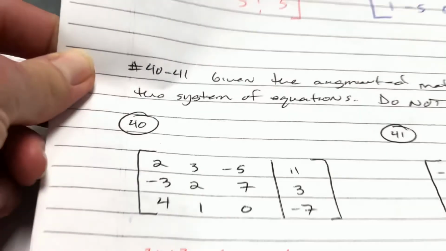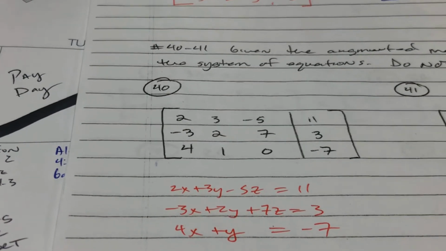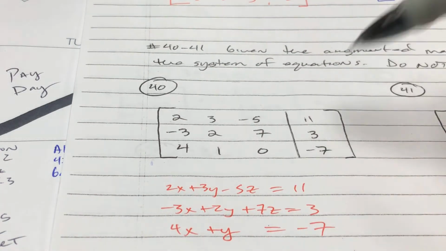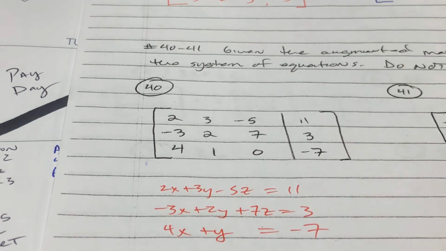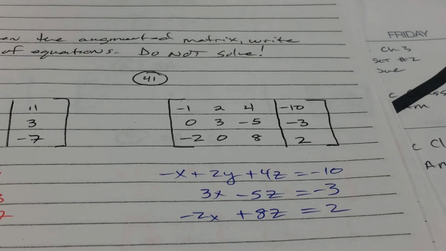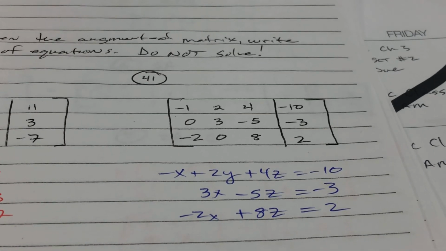Going backwards. Given the augmented matrix, write the system. 2x plus 3y minus 5z is 11, so forth. This last equation has no z. And 41, negative x plus 2y plus 4z is negative 10. 3x minus 5y equals negative 3. And negative 2x plus 8z is 2.